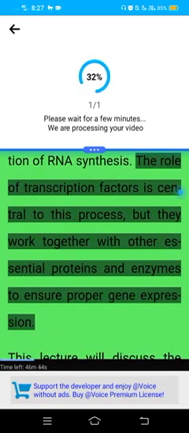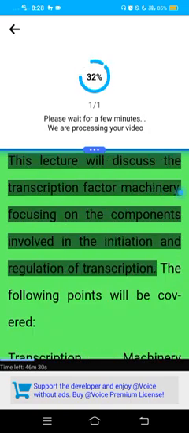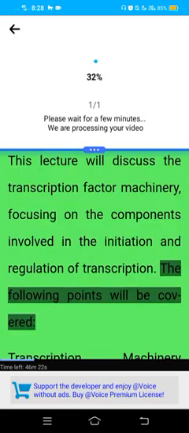The role of transcription factors is central to this process, but they work together with other essential proteins and enzymes to ensure proper gene expression. This lecture will discuss the transcription factor machinery, focusing on the components involved in the initiation and regulation of transcription. The following points will be covered.